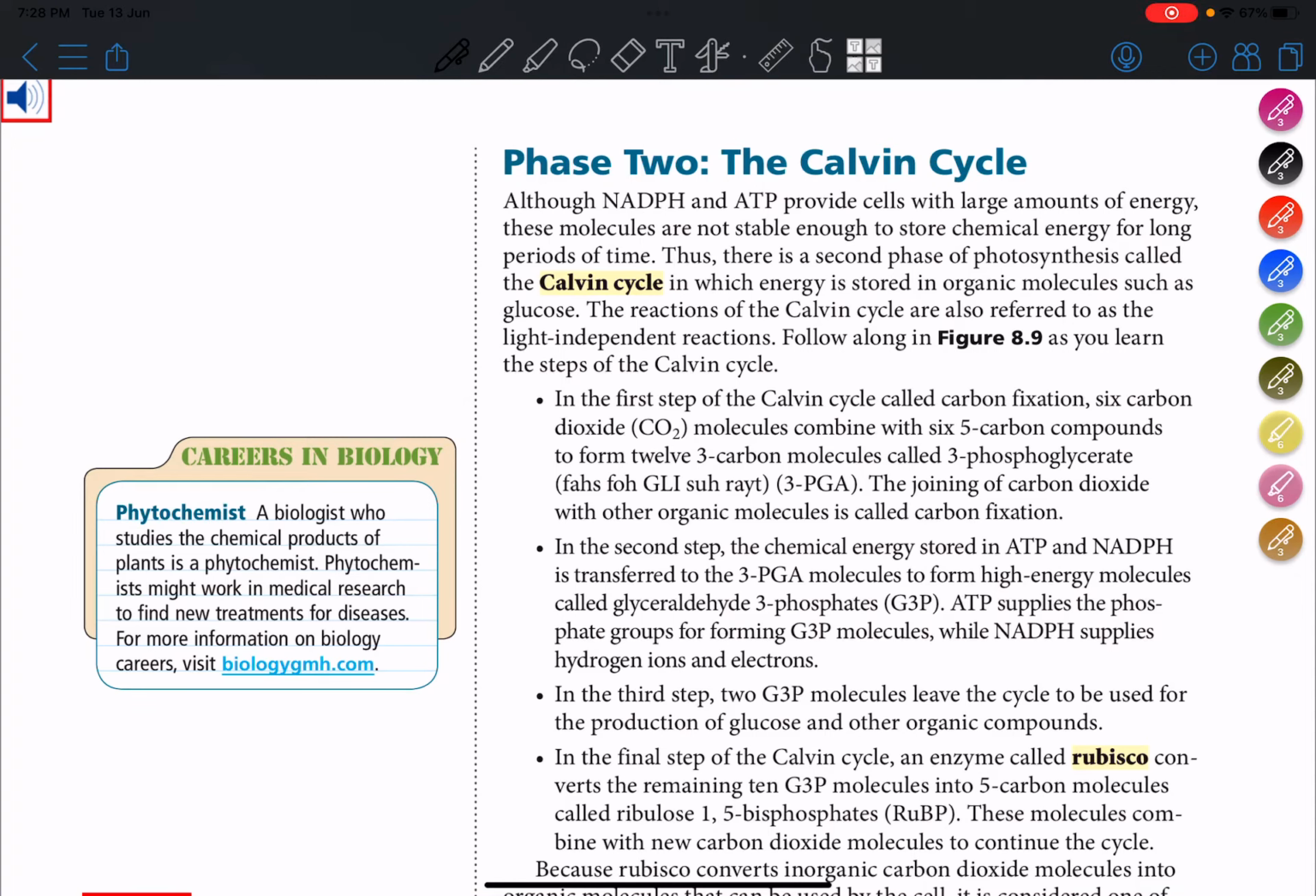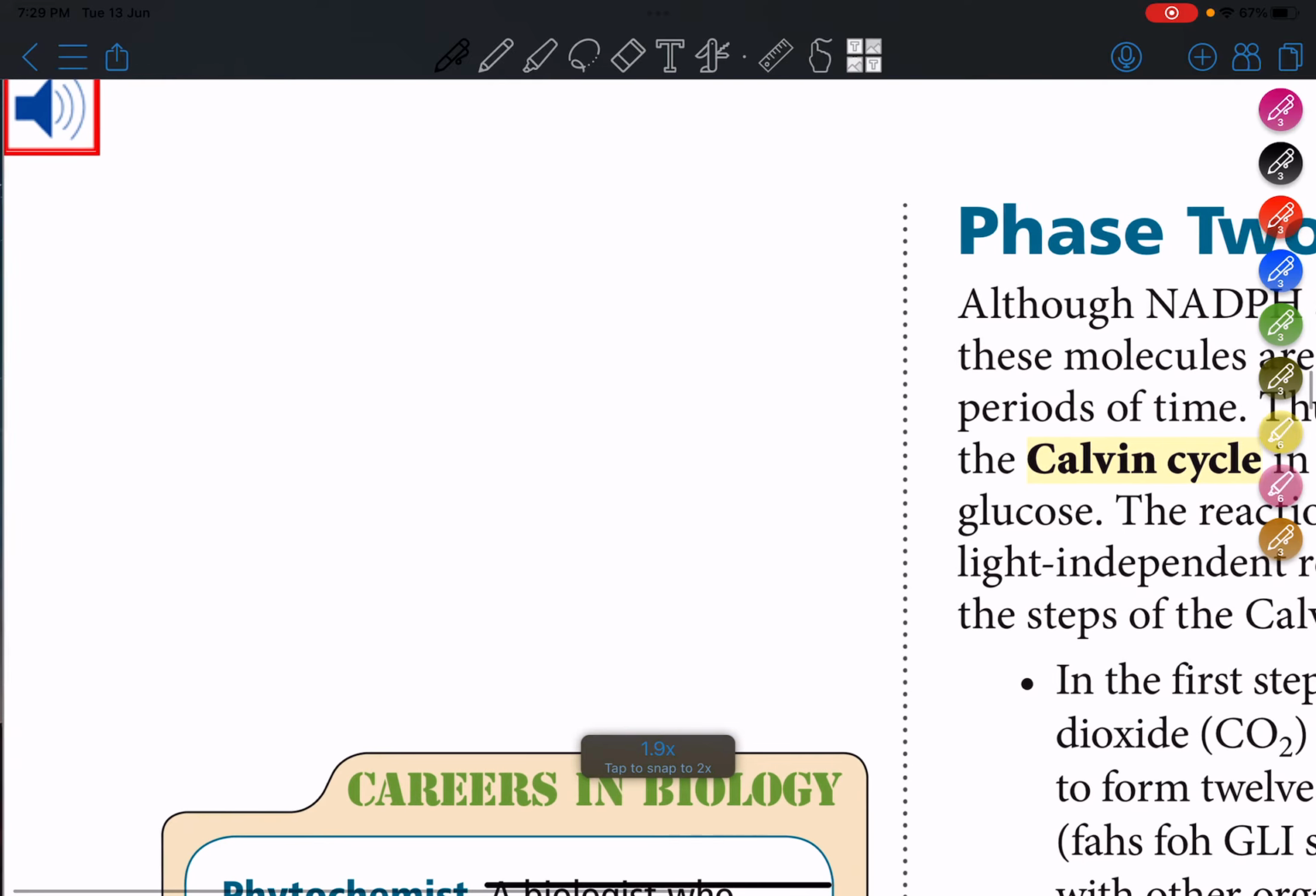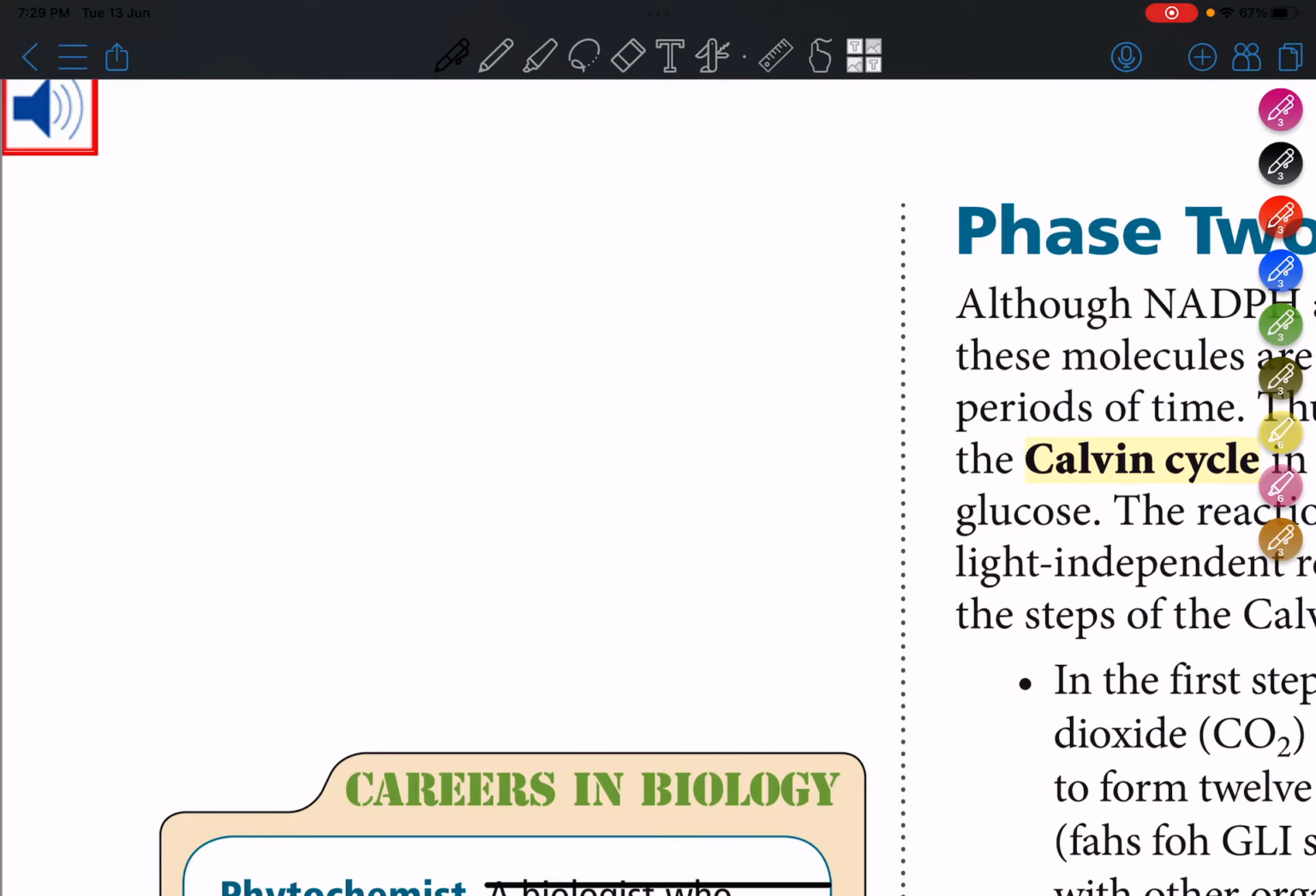Hello 11 advanced students. Today we complete the second lesson that we've got, and today we're going to talk about the Kelvin cycle. Right, as usual, let's start with an overview of the Kelvin cycle, which is also the light independent reaction. So let's have a quick overview of what we have. So phase 2, which is the light independent reaction or the Kelvin cycle.